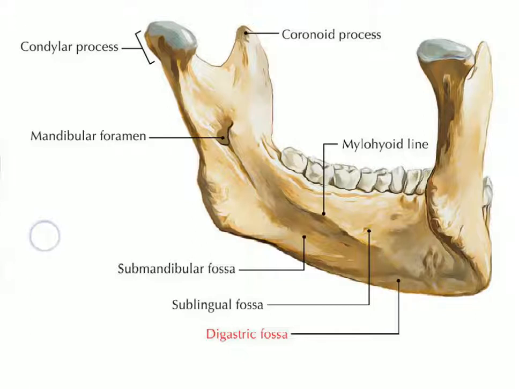So in this figure, this is the mandible. This is the inner surface of the body of the mandible, and there are two fossae present which are known as the digastric fossa. So the anterior belly of the digastric muscle takes origin from these fossae.